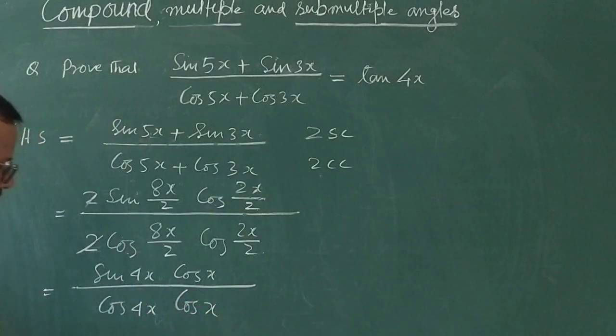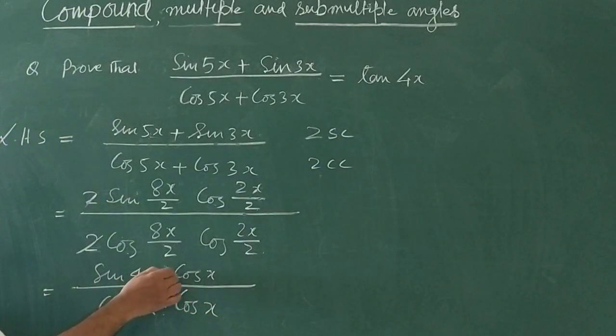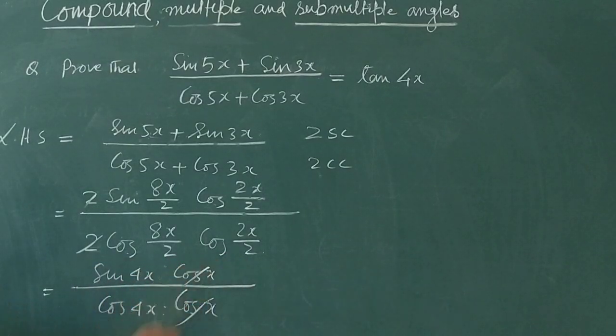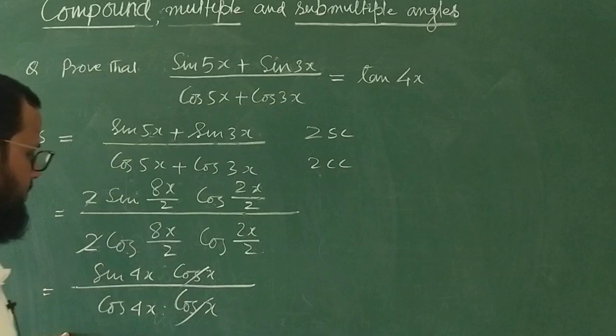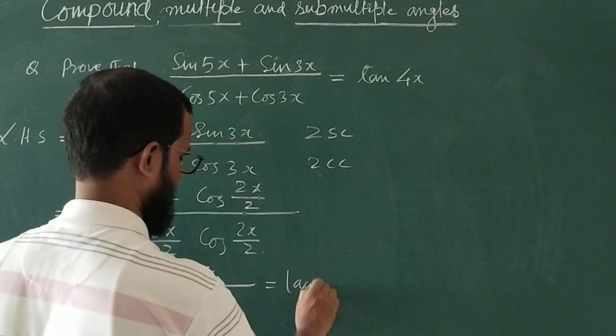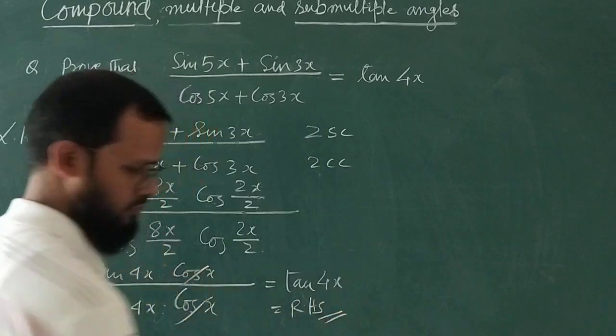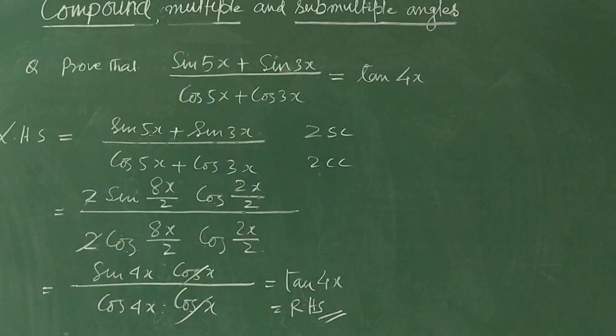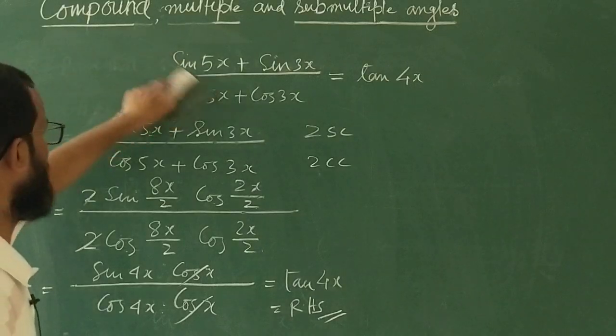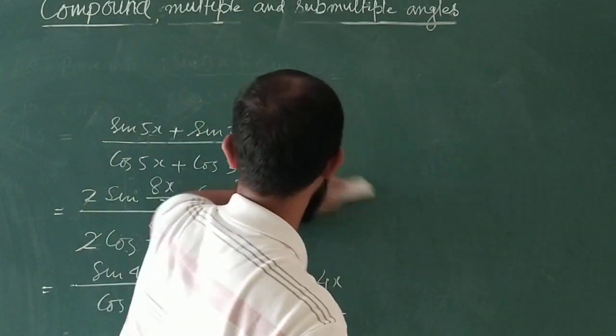Since there is a multiplication, नीचे भी ऊपर multiply, all are factorized, दोनों बीच में क्या है? मल्टीप्लिकेशन है, तो कैंसिल हो सकता है. sin 4x by cos 4x is equal to what? tan 4x, and finally it is what? Right hand side. Hence proved. Okay, easy question. There is no difficulty. Just directly use the formula and you solve the question. Okay.